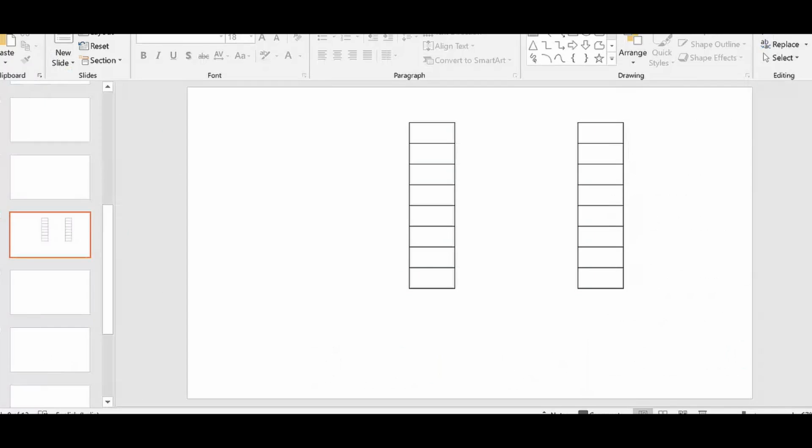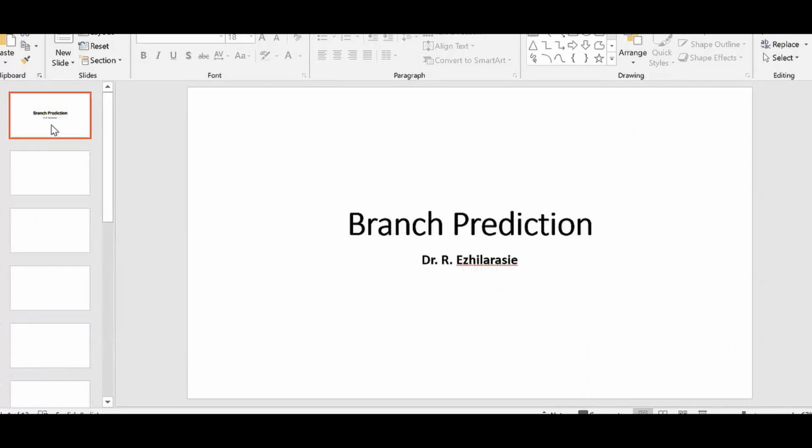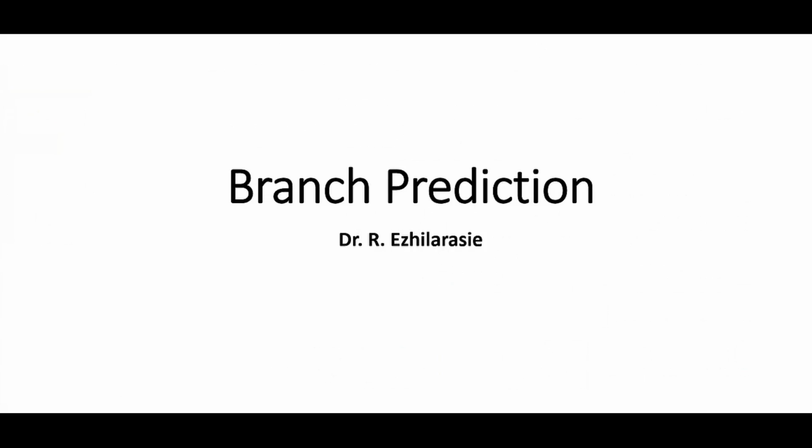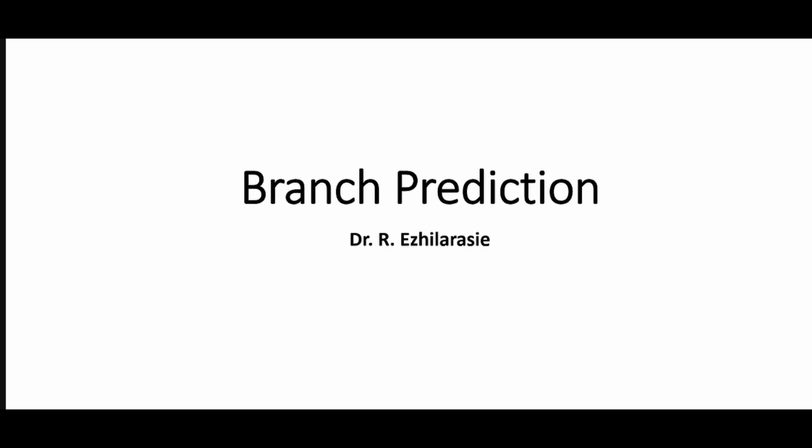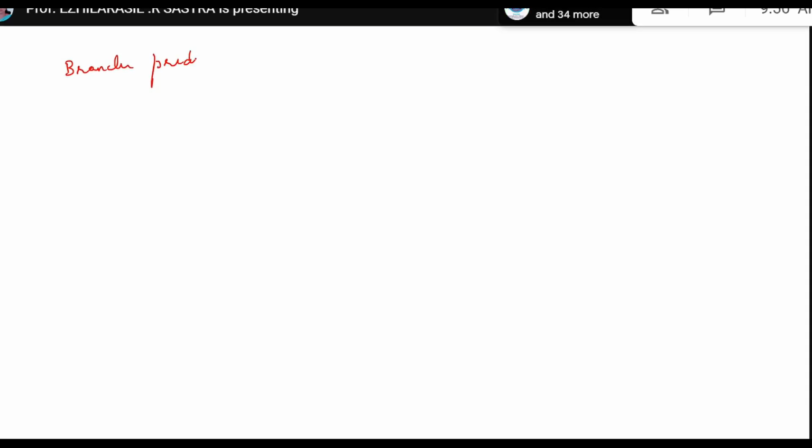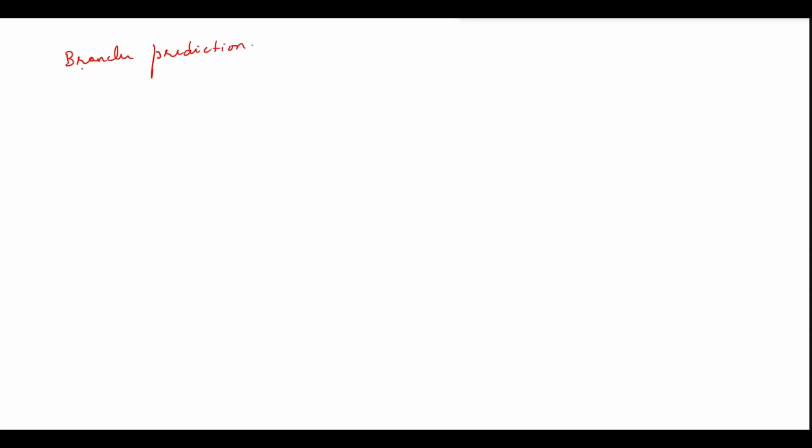Okay, let me give a brief introduction about those things. You will see one sample example on 1 bit, 2 bit, and then we will move on to the correlation branch predictions. Let me quickly revisit branch predictions. First we'll go for 1 bit.